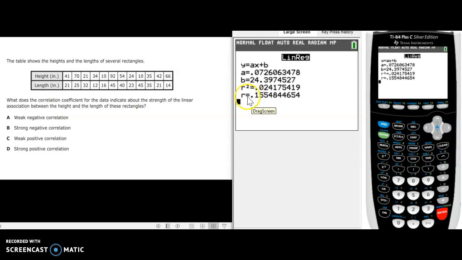So r equals 0.155 and we're going to 48 and so forth. So now you have to determine, is this a strong positive, a strong negative? So please go ahead and enter that into the Edpuzzle. You may use your notes to determine what kind of correlation exists in this table.